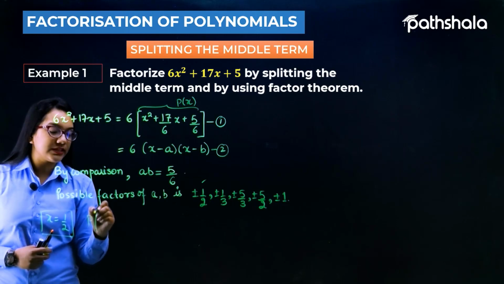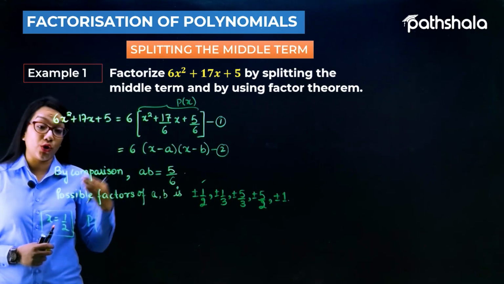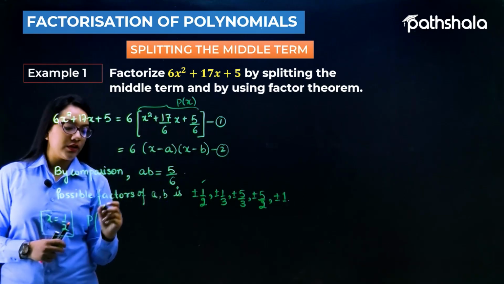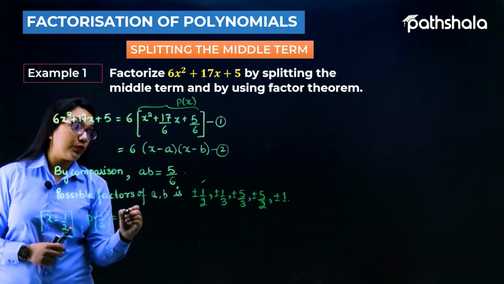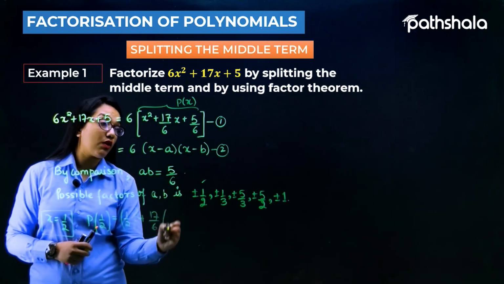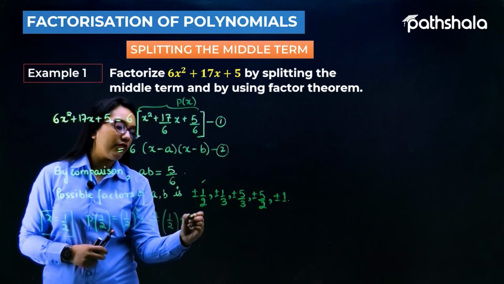If it satisfies, then definitely it is a factor. If it does not satisfy, it is not a factor by the factor theorem. So let's substitute half in it. p of half will be half whole square plus 17 by 6 of x, which is half, plus 5 by 6.